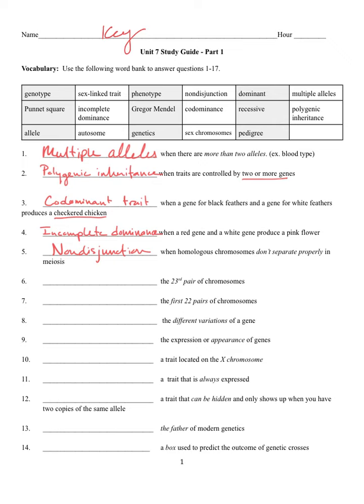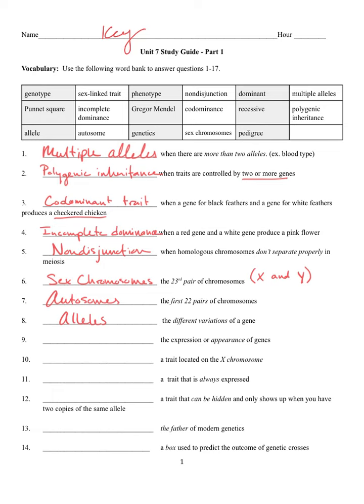Number 6, the 23rd pair of chromosomes is referred to as the sex chromosomes, and the 2 possible sex chromosomes are X and Y. And number 7, the first 22 pairs of chromosomes are referred to as autosomes. So most of our genes are carried on autosomes, which are not sex chromosomes. Number 8, the different variations of a gene are referred to as alleles. And so those are what can give us variation within a trait.